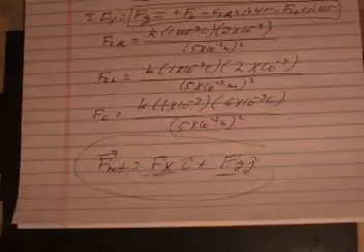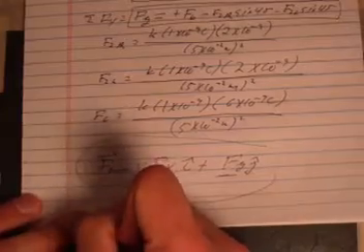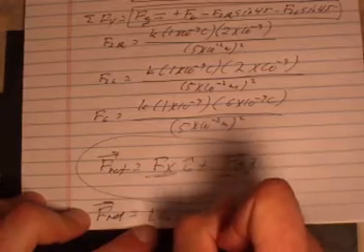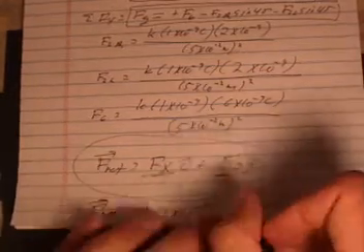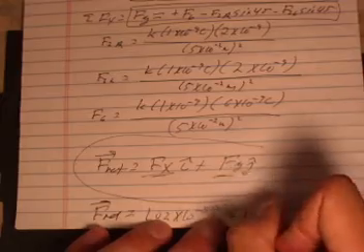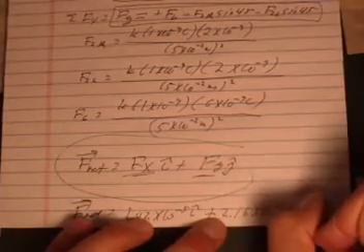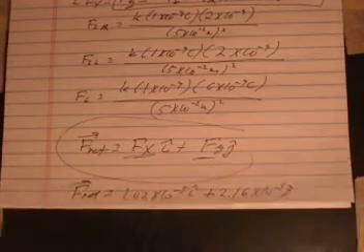And the answer that I got for this anyway is that the net force here is going to be something like 1.02 times 10 to the minus 5 i hat plus 2.16 times 10 to the minus 5 j hat. And that's the final answer that I got for this one.